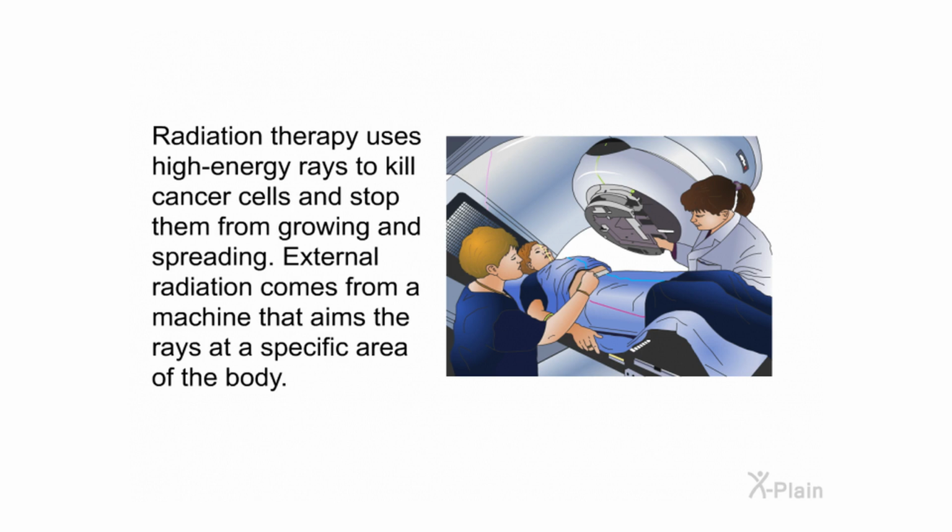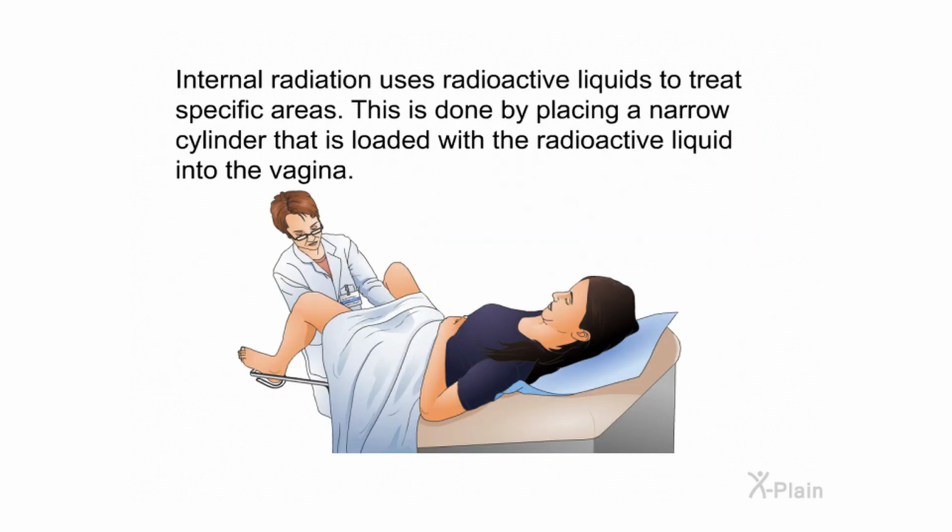Radiation therapy uses high-energy rays to kill cancer cells and stop them from growing and spreading. External radiation comes from a machine that aims the rays at a specific area of the body. Internal radiation uses radioactive liquids to treat specific areas. This is done by placing a narrow cylinder that is loaded with the radioactive liquid into the vagina.